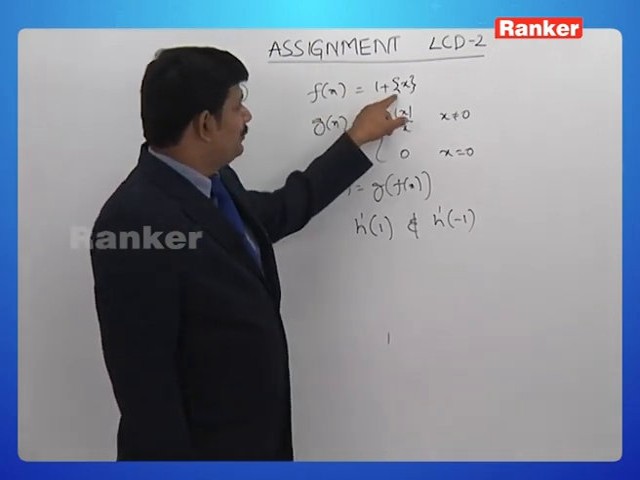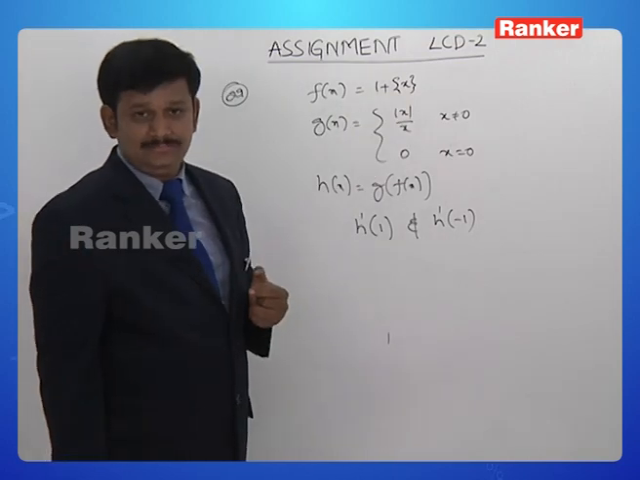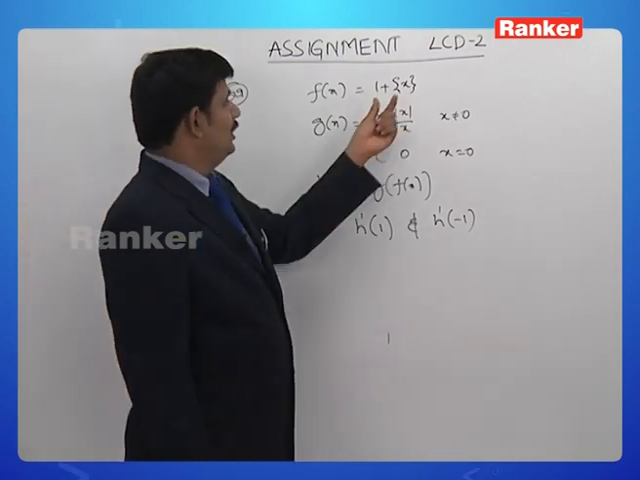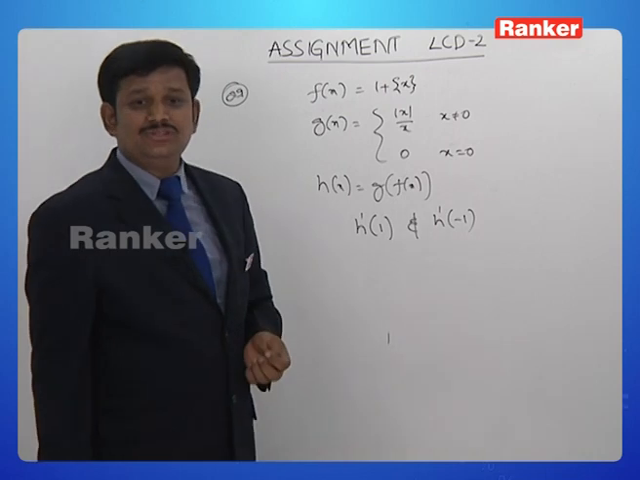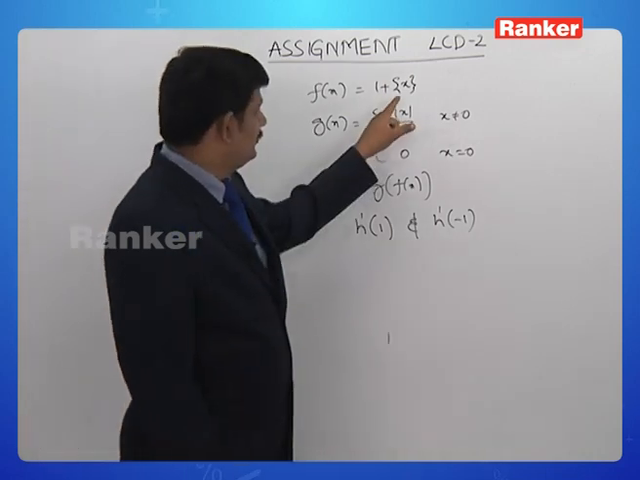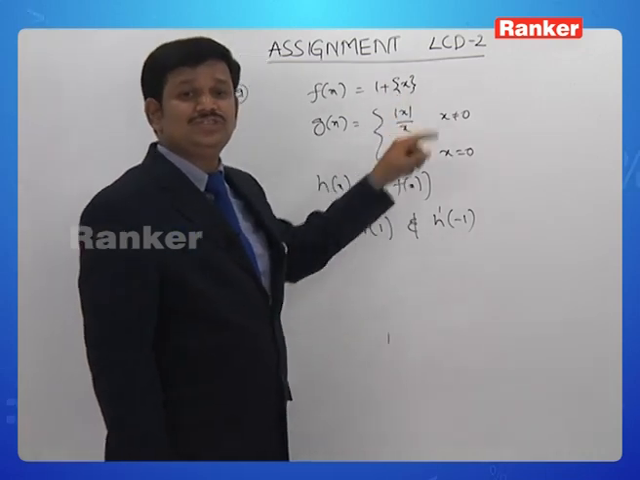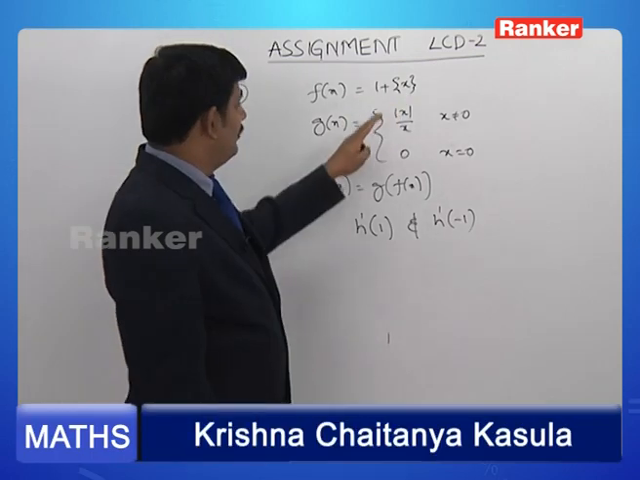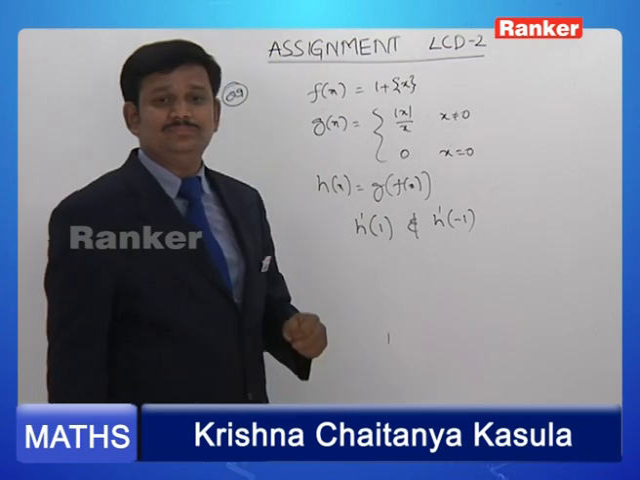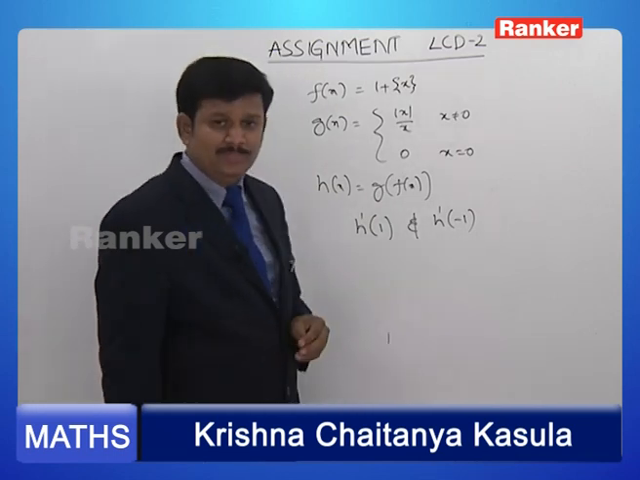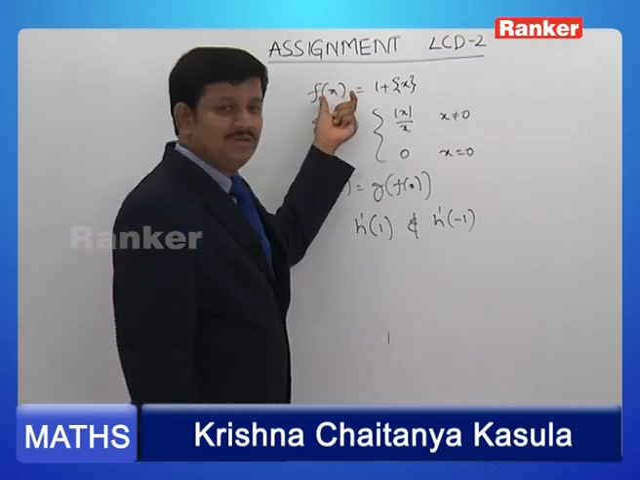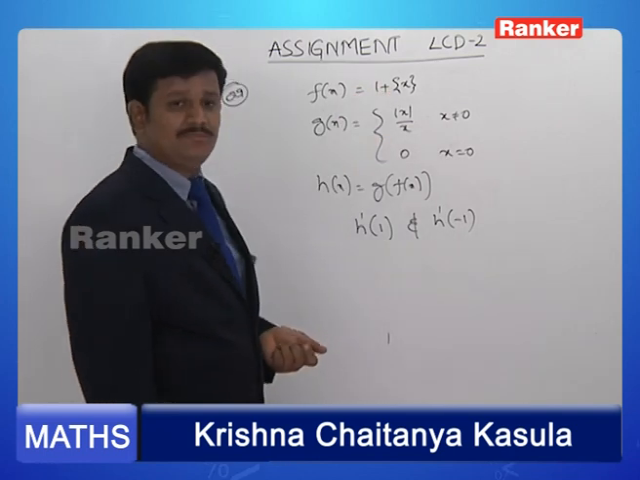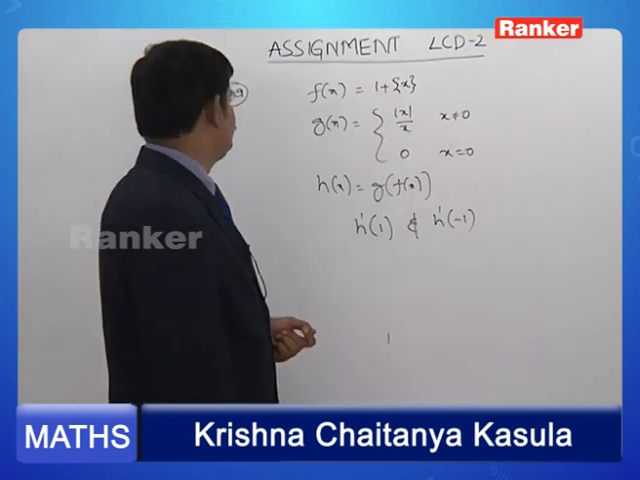F of x is 1 plus fractional part of x. We know fractional part of x is a number between 0 and 1. So, f of x is a number which will always lie between 1 and 2. Our range of f of x is closed interval 1 to open interval 2.